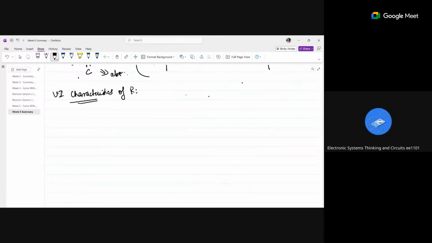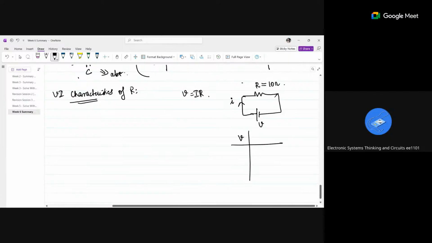What is Ohm's law? V is equal to IR. That is, there is a resistor R and I am connecting a DC supply V, and this is I and this is R. Now I am saying R is equal to 10 ohms. I am fixing the resistor value and I am giving my voltage as 10 volts. What is my I value? V by R. Yes, 1 ampere, right?